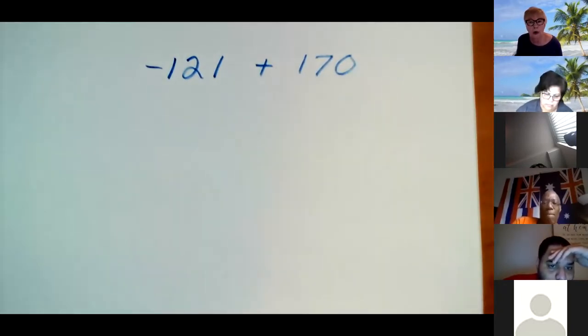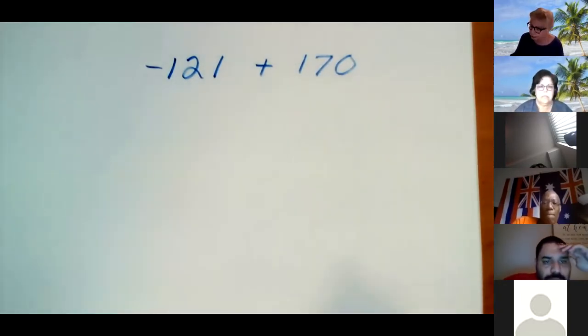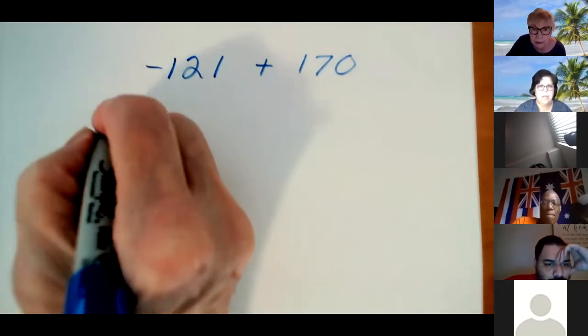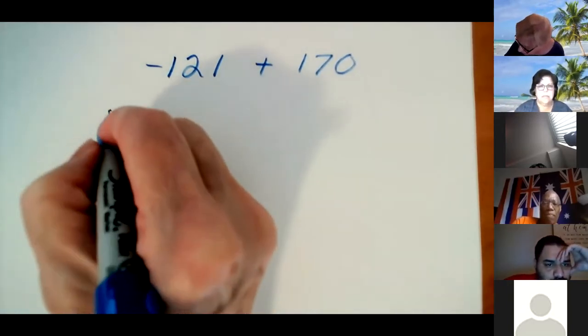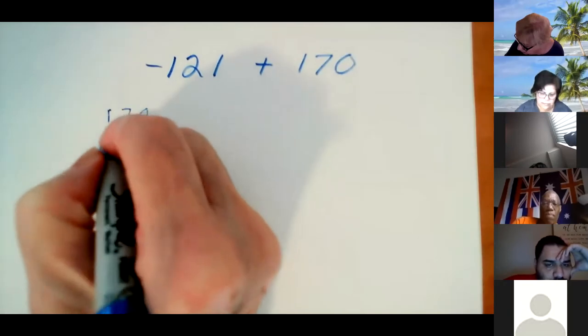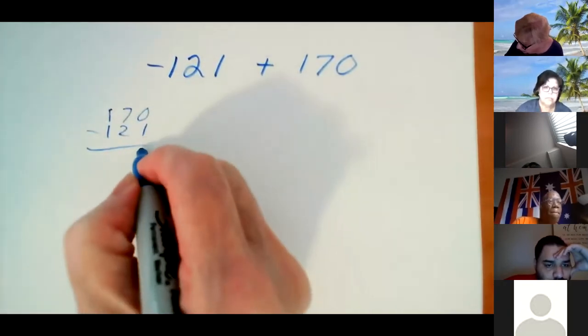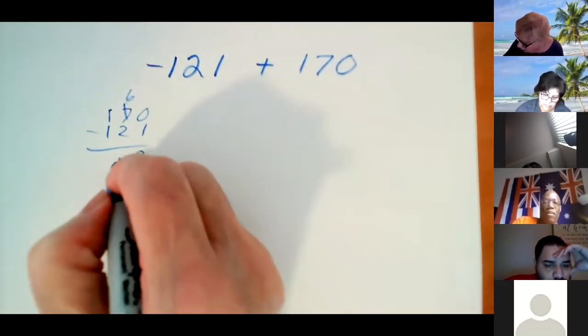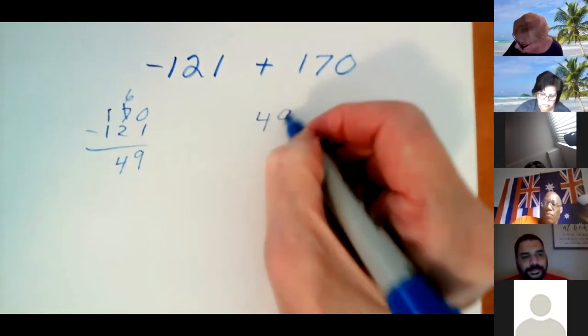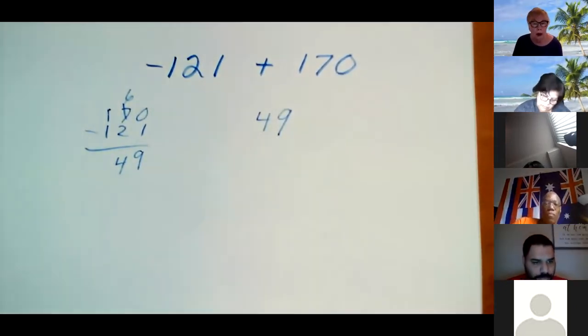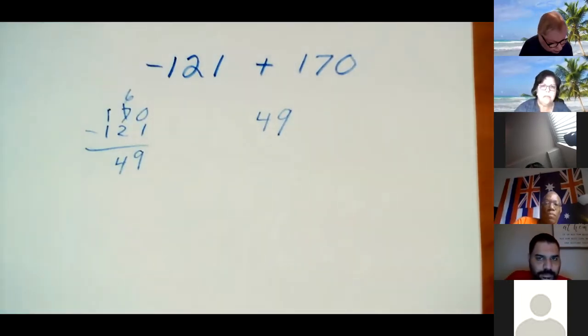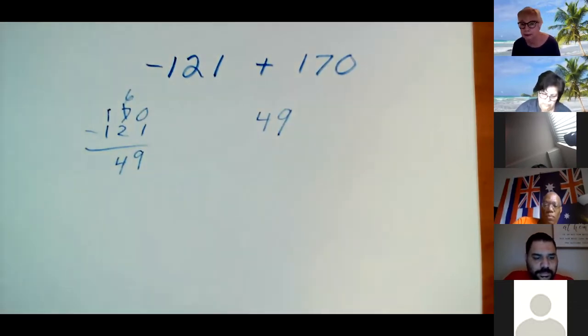Now, the signs are opposite. And so what do we end up doing? Tell me. Subtracting. You subtract. I got 49. Positive or negative? Positive. Correct. Excellent. How's that?